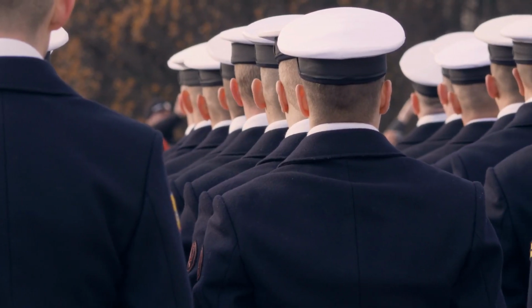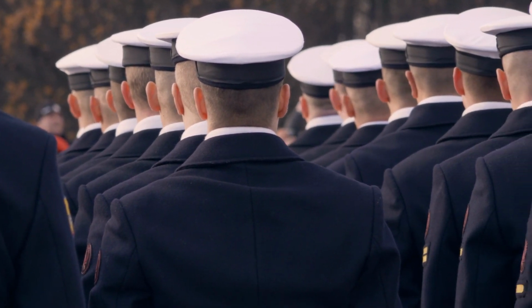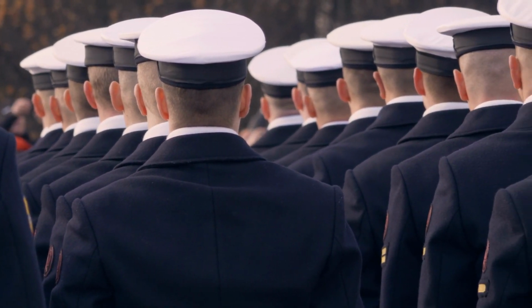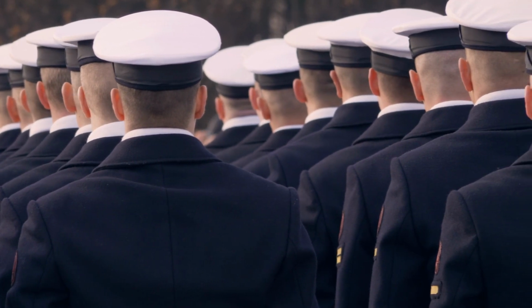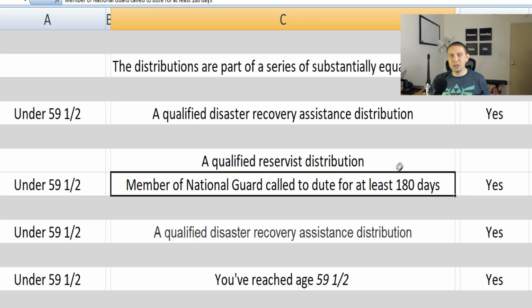The next one is a qualified reservist distribution. Now, this is mainly for people who are in the military or who are on the reserve list, and at some point they might get called back to service. So if you're a member of the National Guard, for example, called to duty for at least 180 days, then that could be a qualified distribution if that's your scenario. And even if you're under age 59 and a half, you can take out the money without penalties.